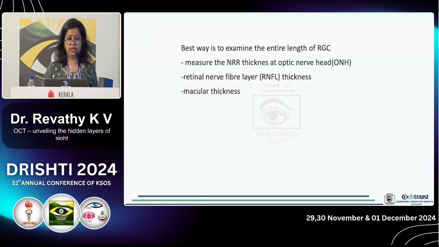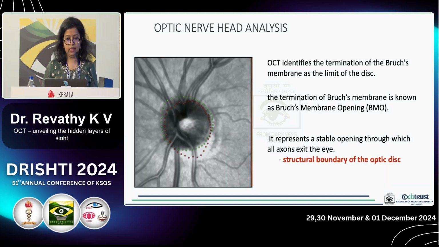So the best way is to examine the entire length of the RGC by measuring the NRR thickness at the optic nerve head, retinal nerve fiber layer thickness, and macular thickness. The optic nerve head is identified in the OCT as a highly reflective layer, and the termination of Bruch's membrane is known as the Bruch's membrane opening, which represents a stable opening through which all the axons exit the eye, and in OCT this is regarded as the disc margin.